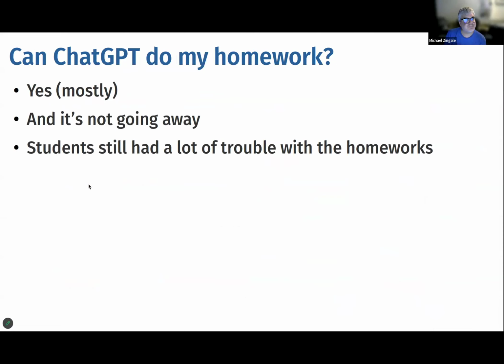So first off, can ChatGPT do my homework? And the answer is, yeah, it pretty much can. I'll show you. I entered one of my homework problems into ChatGPT 5 yesterday, and it did a reasonable solution. It's not clear to me it would get an A in the class, but it helps quite a bit.